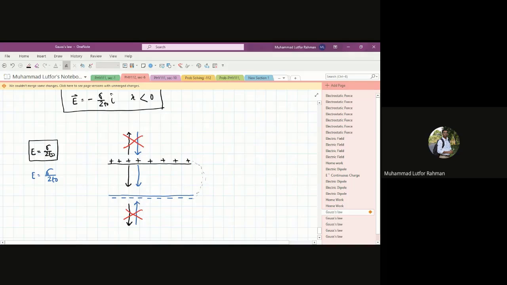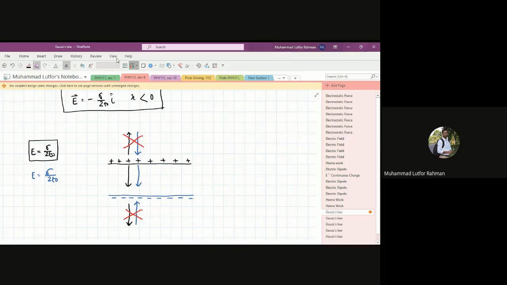This is called the edge effect or the fringe effect actually. We will neglect that one if your capacitor plate is infinitely long, then we can neglect this fringe effect for that parallel plate capacitor. We'll consider that one an infinitely long sheet.